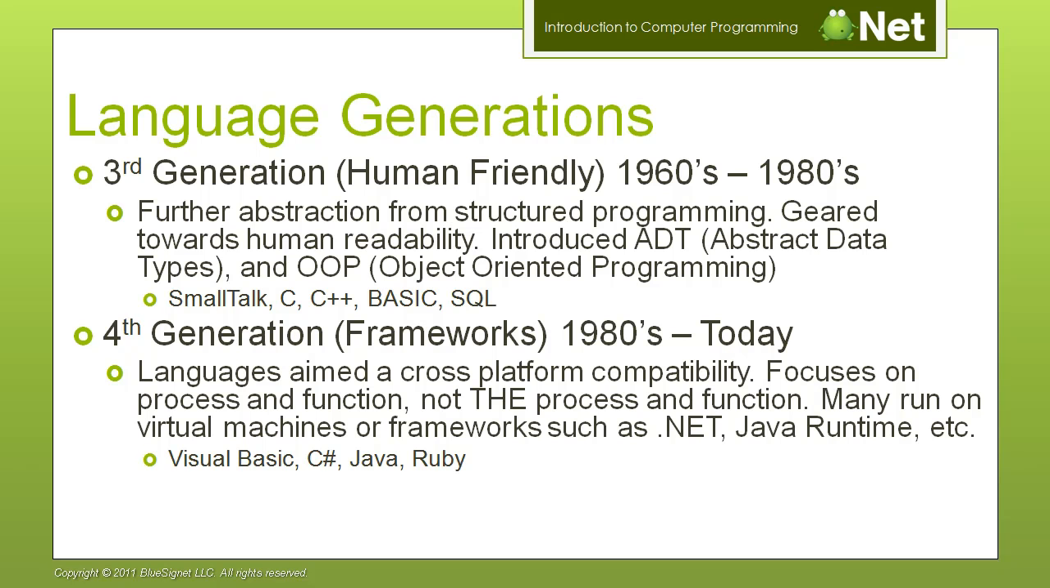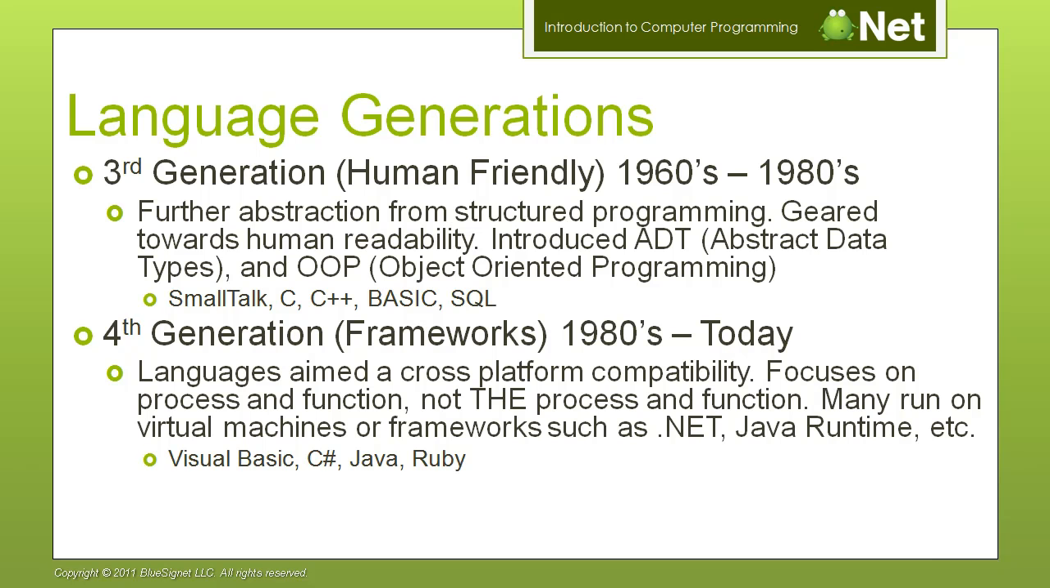When we talk about third generation languages, we talk about the move towards human-friendly languages, in which we started seeing that around the 60s into the 80s, which we saw a much more further abstraction from the structured languages that we were talking about before, like Fortran and COBOL. The momentum was to try to make it so that humans could actually look at a piece of source code and understand what it's doing just by looking at it.